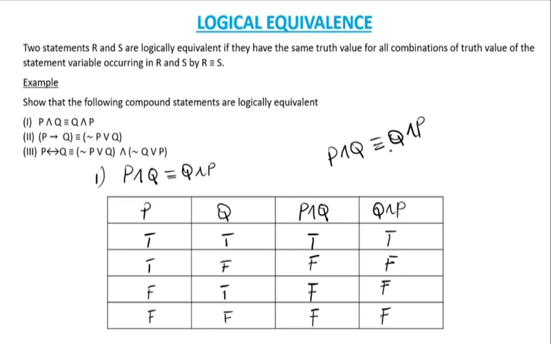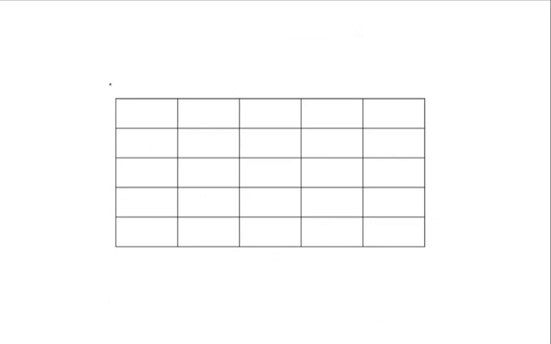Alright, so that is the first example. Now let's look at the B, or the second example. For the B, we have P implies Q to be logically equivalent to the negation of P or Q. So let's see if these two compound statements are also logically equivalent. So we have our P, we have here our Q.